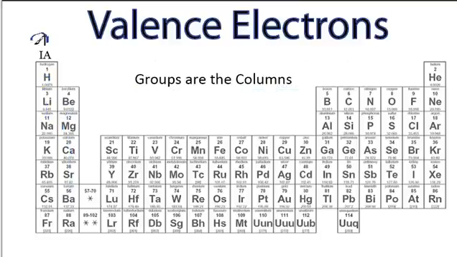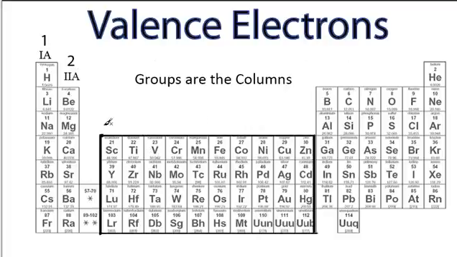So in group 1, or sometimes called 1A, all of these elements have one valence electron. In group 2, or 2A, all of these have two valence electrons. We're going to skip the elements right here, the transition metals in the middle. They do have valence electrons, but it's a little more difficult to tell and really not something you'll be expected to know. In group 3, or 3A, 3 valence electrons.